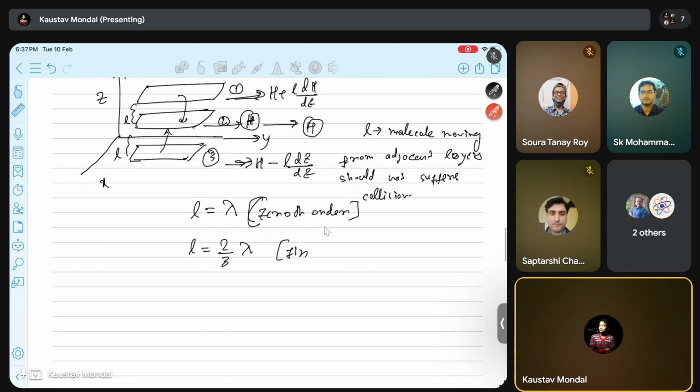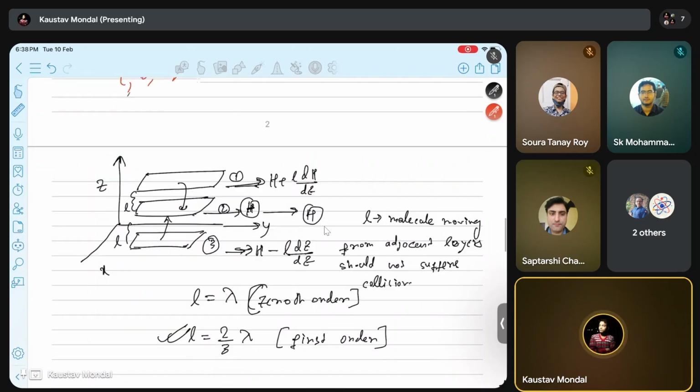Okay, anyway, so here it's considered up to the first order. The expression of lambda, this L, is the distance between each adjacent layer. Anyway, throughout our discussion we will be using this first order correction only.